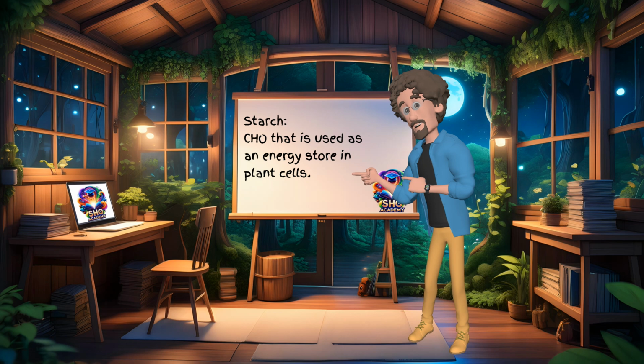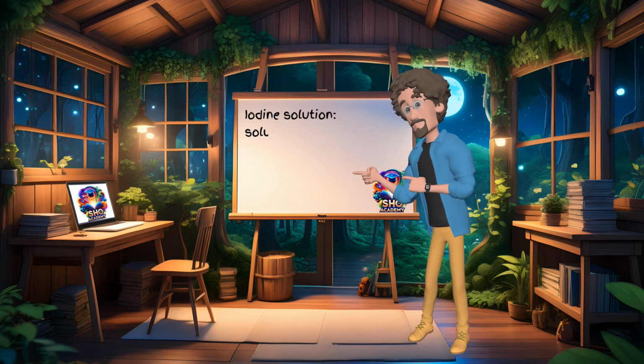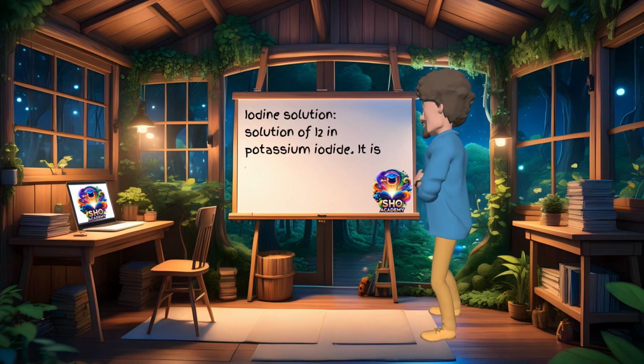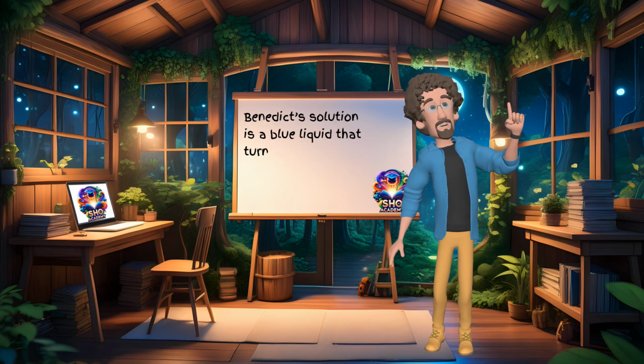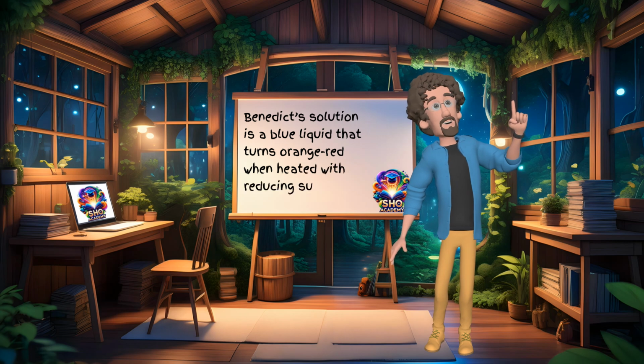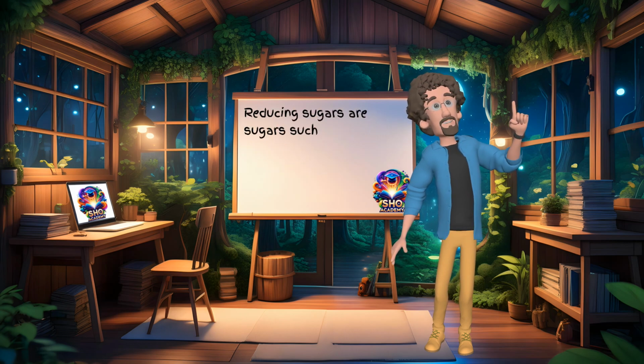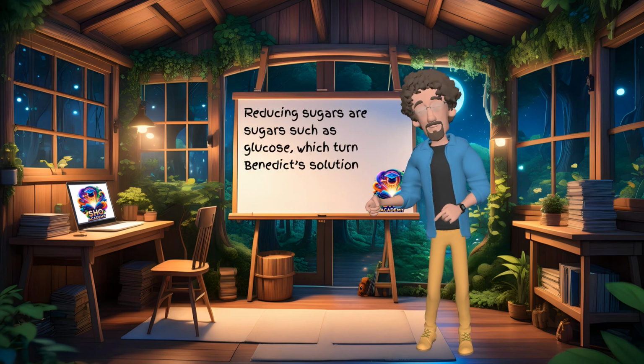Iodine solution is a solution of iodine and potassium iodide. It is orange-brown and turns blue-black when mixed with starch. Benedict's solution is a blue liquid that turns orange-red when heated with reducing sugar. Reducing sugars are sugars such as glucose, which turn Benedict's solution orange-red when heated together.